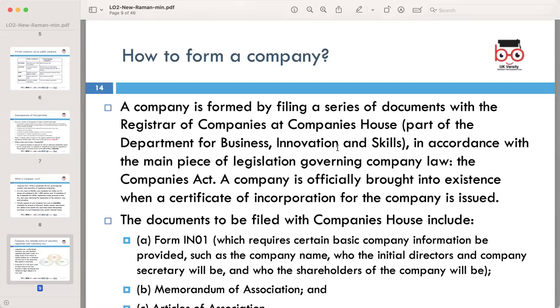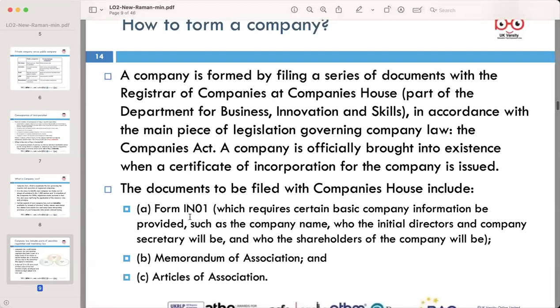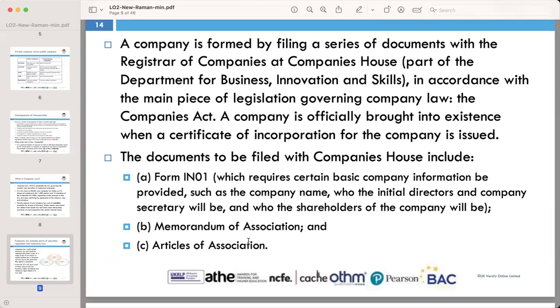Key documents include the IN01 form, which requires certain basic company information be provided, such as the company name, who the initial directors and company secretary will be, and who the shareholders of the company will be. Also, the memorandum of association and the articles of association.